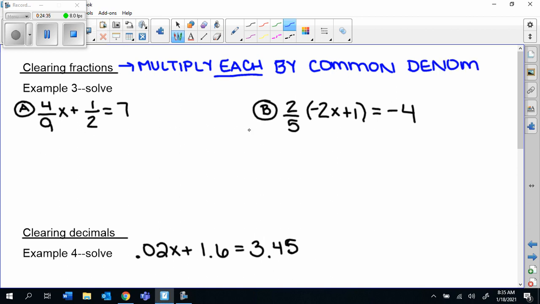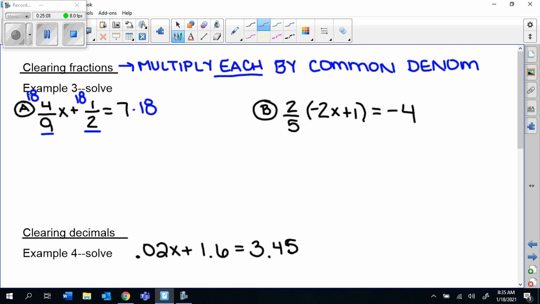So I have two examples here to show you. This one is a little bit different. Let's start on letter A. Between 9 and 2, just compare these bottom two numbers. What is the common denominator between 9 and 2? And the answer to that is 18. So I'm going to put a little 18 on all three terms. You have to do it to all three pieces, or however many terms there are in your problem. Now, check out what happens.